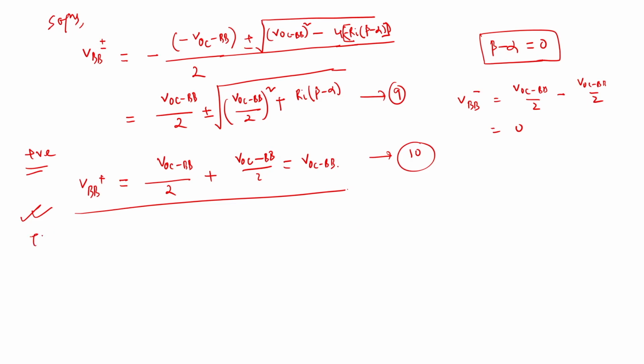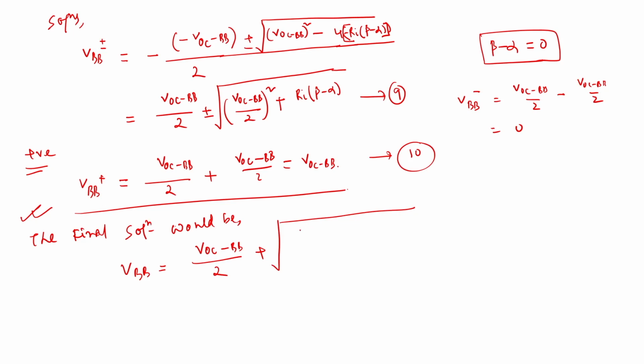So, the final solution would be VBB is equal to VOC BB divided by 2 plus square root of VOC BB divided by 2 whole square plus RI times beta minus alpha. Okay. So, this may be equation number 11.